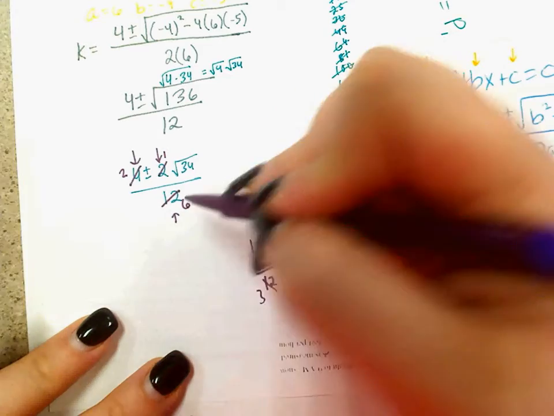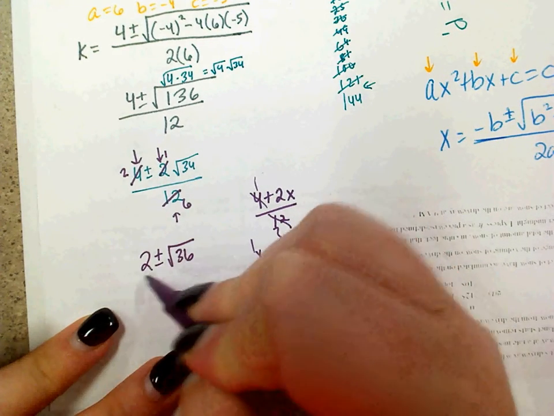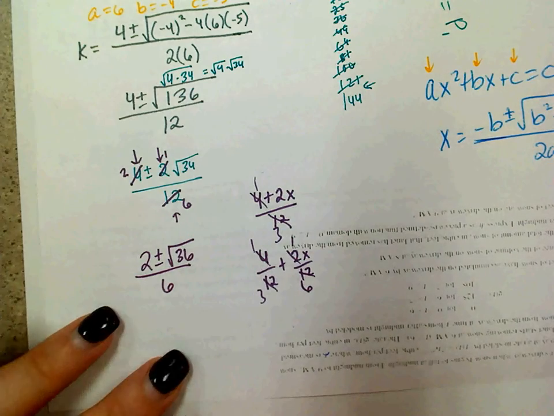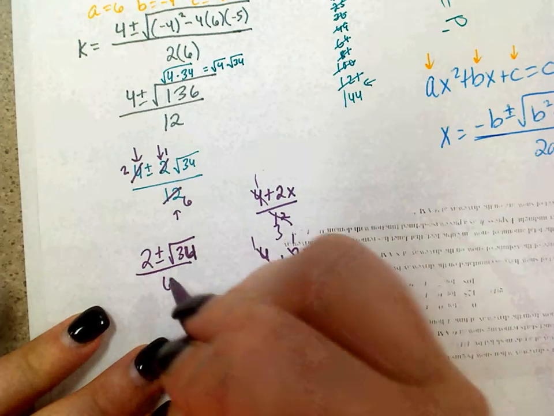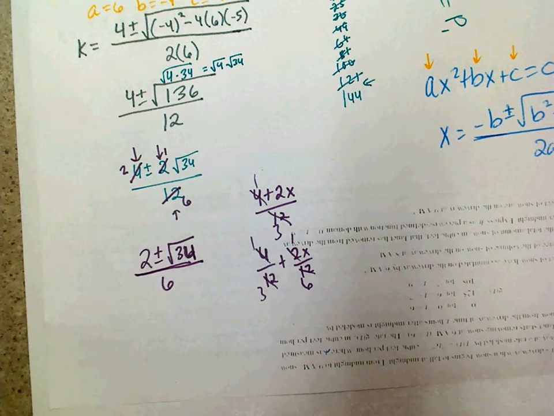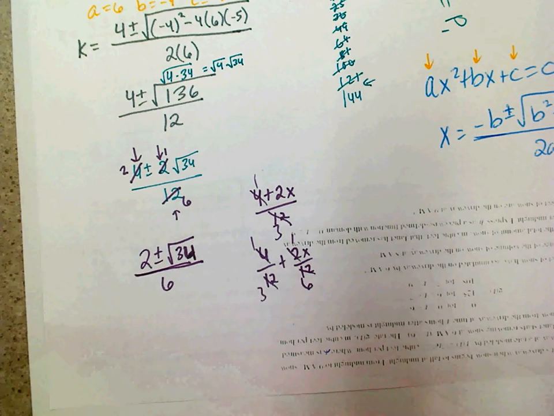So my final answer is 2 plus and minus the square root of 34, or 1 square root of 34, all over 6. I just misspelled 34. And mispronounced it. Okay, so then that is my final answer. Okay.